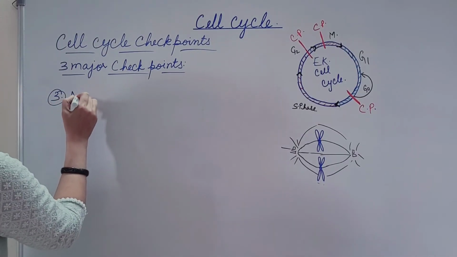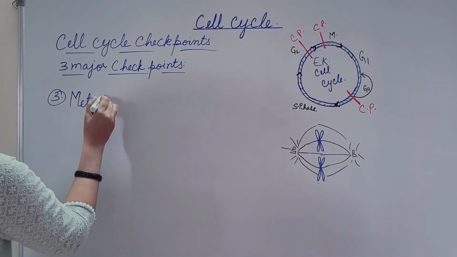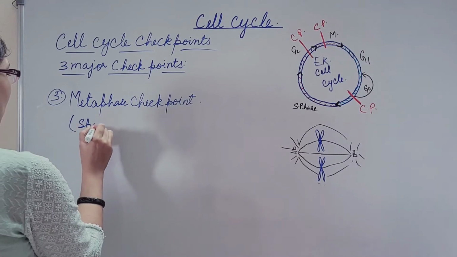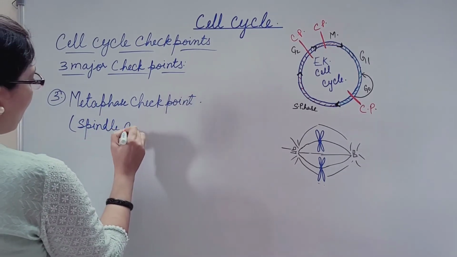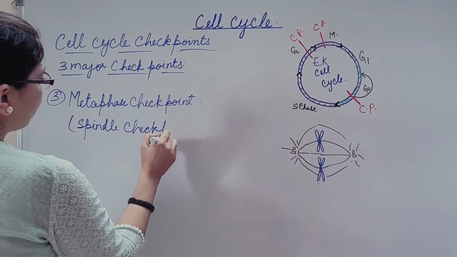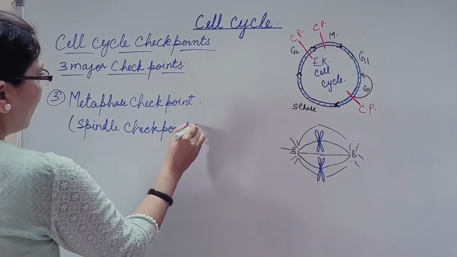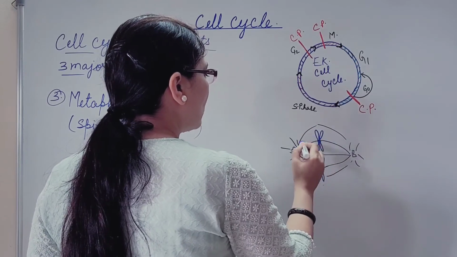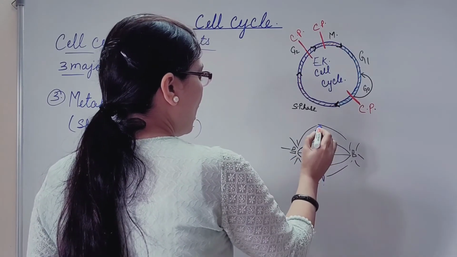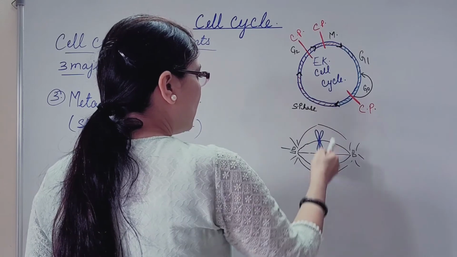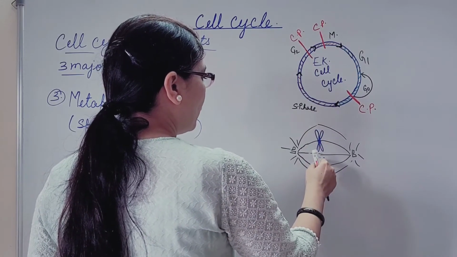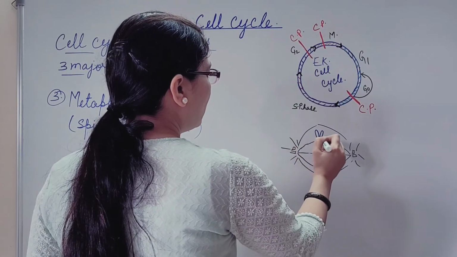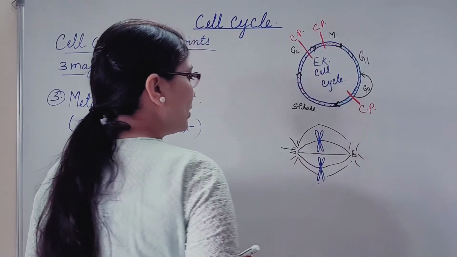Third is the metaphase checkpoint, also known as spindle checkpoint. At this point, the cell checks whether the chromosomes are properly attached to the spindle fibers in the metaphase plate. This is the metaphase plate, this is a chromosome. There are two sister chromatids attached. And these are the spindle fibers to which chromosomes are attached.